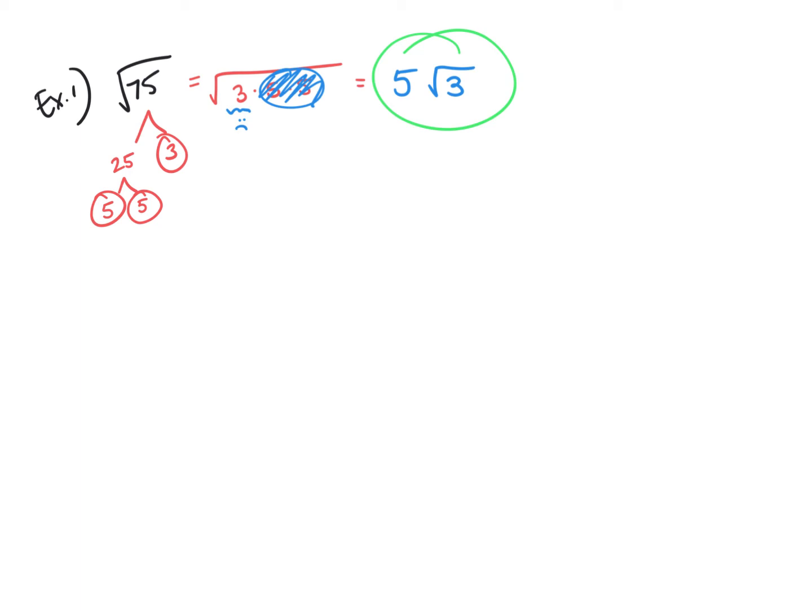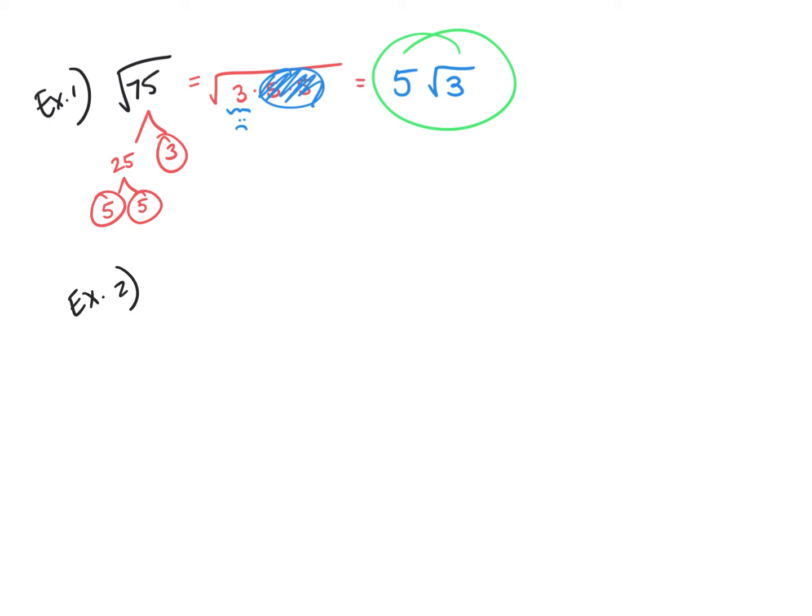So there we have a simplified radical. That'll allow me to do other operations with the radicals. I'm not even going to get into that in this video, but having a simplified radical allows me to do stuff with it. It also allows me to compare it to other radicals.